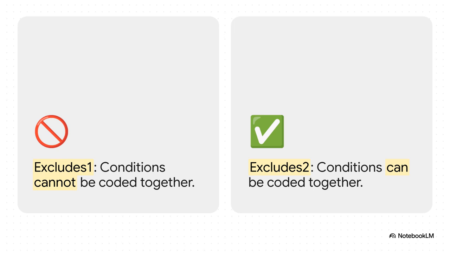Excludes 1 literally means these two conditions are mutually exclusive. You just cannot have both at the same time, or the codes mathematically contradict each other. But excludes 2, that just means the condition you are looking for isn't included in this specific code. However, if the patient actually happens to have both conditions, you can absolutely go ahead and report them together.